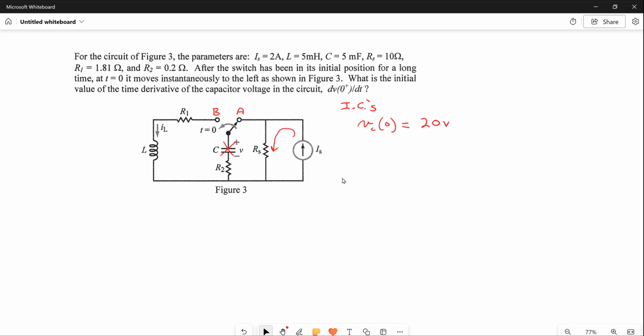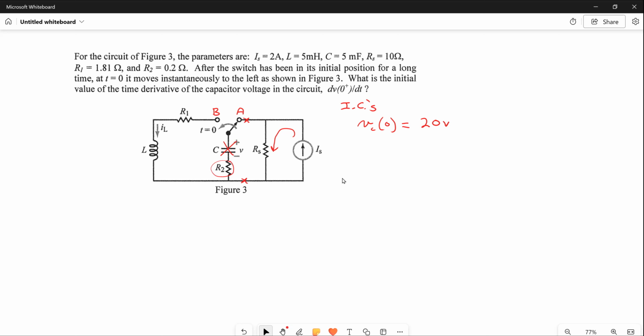You might say, well, wait, there's a resistor here. Well, there's no current flowing through it because that capacitor is an open circuit, so there's no voltage drop across it. So the voltage drop from this point to this point is the voltage across the capacitor. That's the open circuit. There's no current flowing through R2, so it doesn't add to any voltage.